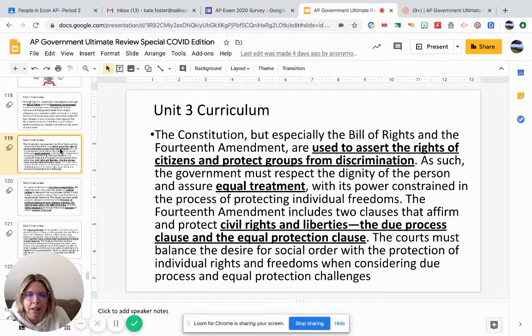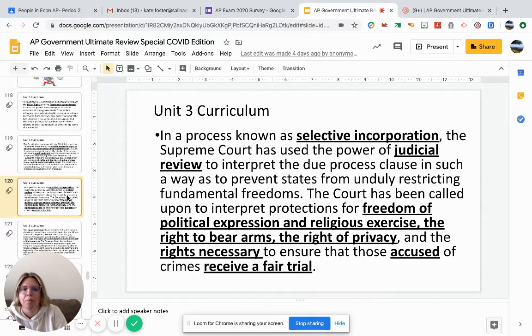The courts must balance the desire for social order with the protection of individual rights and freedoms when considering the due process and equal protection challenges. Again, it is okay to restrict sometimes because it's in the name of social order and that kind of stuff, but not just for a racist basis or something like that.